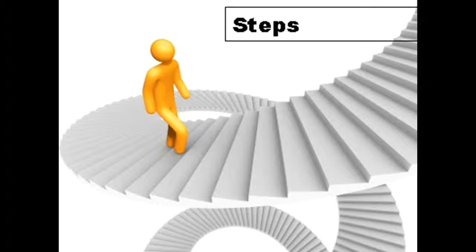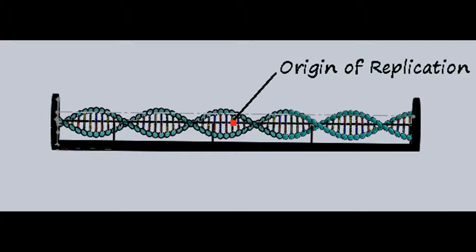What are the steps? DNA replication starts in an area known as the origin of replication, also commonly referred to as point of origin. This is very important, crucial, and vital to understand, as DNA replication does not start at the ends, but rather somewhere in the middle.